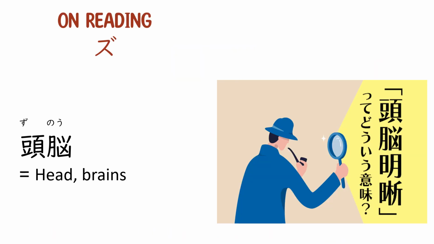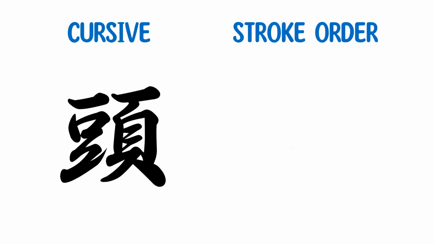The second reading is zu. The example is zunou, which means head or brains. The sentence is Zunou meiseki tte dou iu imi? What does it mean to have a sharp brain? This kanji has 16 strokes, and although it is a pretty important kanji, just like your own head, the thing that I recommend the most is to remember the radical, as you will find it in many other places.